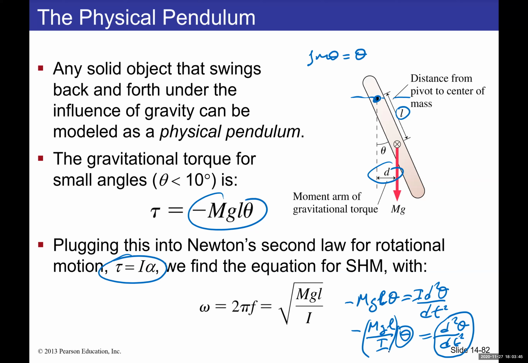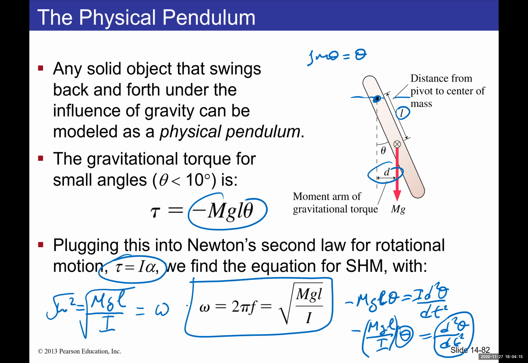And again, what is that constant? That constant is omega squared. That means omega squared equals mgl over the moment of inertia. Taking the square root of both sides, that's my omega. So the angular frequency for a physical pendulum is the square root of mgl over I, which is quite different compared to a simple pendulum, which was just the square root of g over L. So the moment of inertia also comes into play, and it is more complicated because there's a torque and a center of mass, and all that information has to be taken into account.